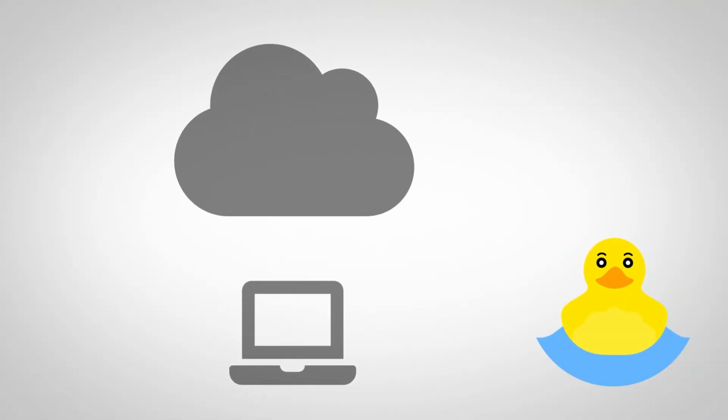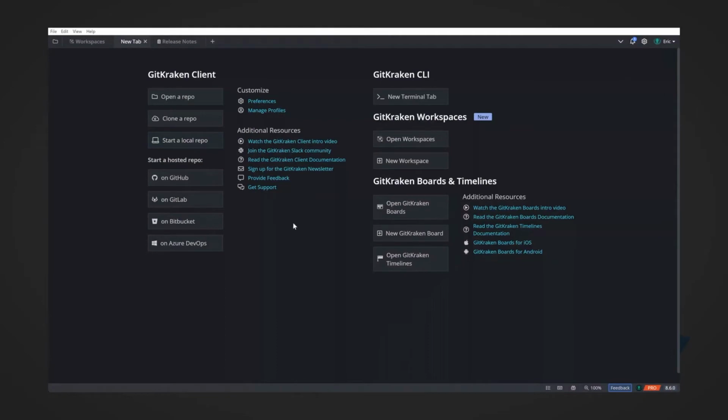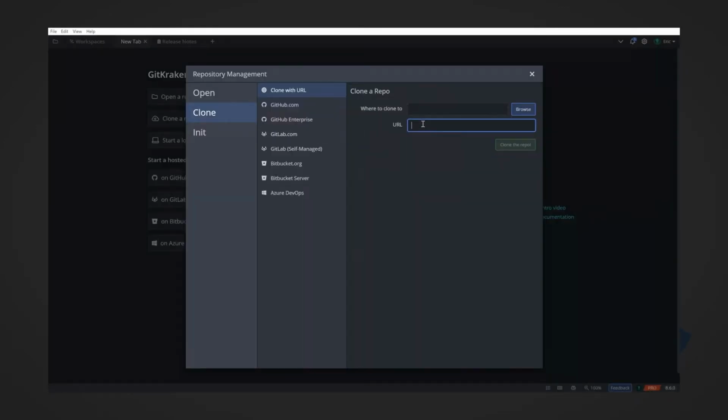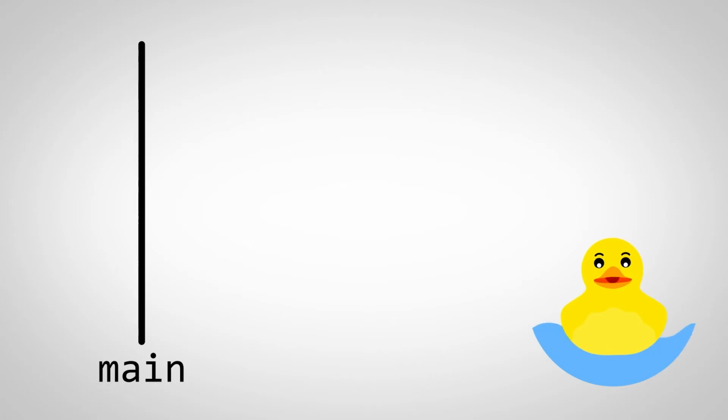Welcome to Git. Let's create a repository, a container for all your code. Go to GitHub, GitLab, or Bitbucket, create a repository, and make a copy on your machine by cloning it. In Gitkraken, go to the home page and click Clone to select your repository. Every repository comes with the default branch called main or master.